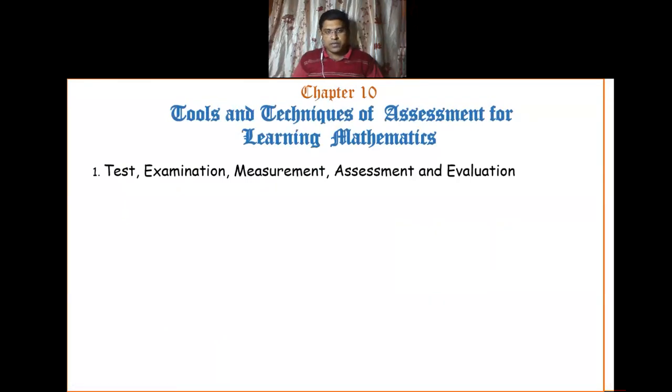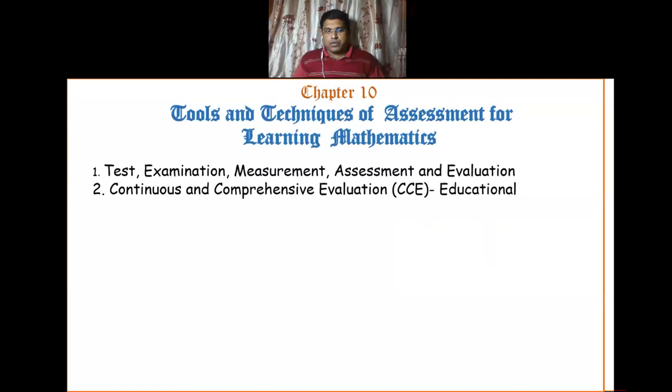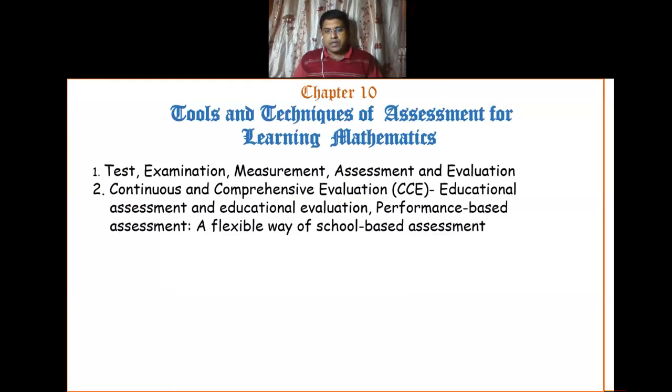First we will discuss the subunits, and then we will go into each individual subunit briefly. The first is test, examination, measurement, assessment and evaluation. The second subunit is continuous comprehensive evaluation, CCE, educational assessment, educational evaluation, and performance based assessment. These are the three types of performance based assessments we are doing. It's a flexible way of school based assessment.